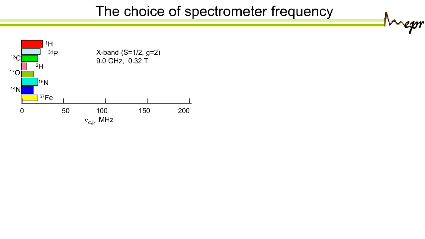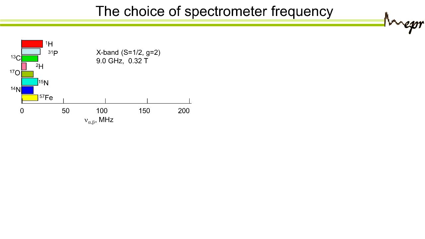Okay, so if we do ENDOR at conventional X-band frequencies, different nuclei typically have large hyperfine couplings and small Larmor frequencies, like let's say N14 or O17. So it turns out that they all come one on top of the other, so it's really very difficult to assign. If you have strongly coupled nitrogens and protons, they always overlap. It's very difficult to assign.